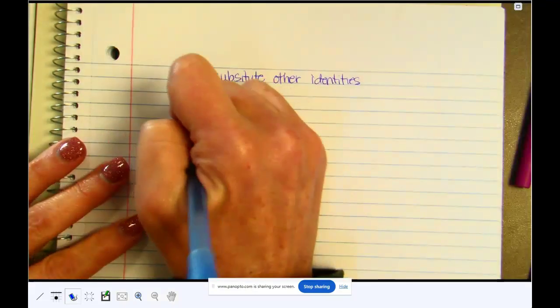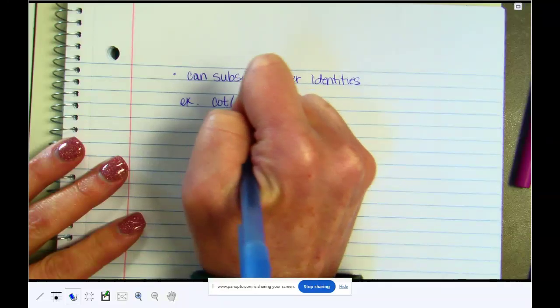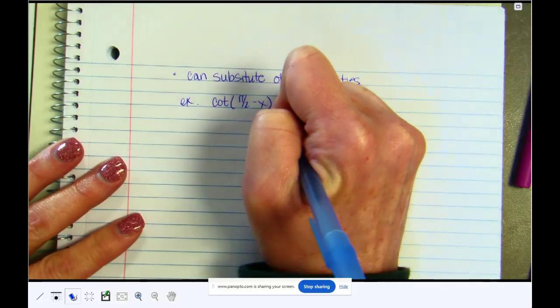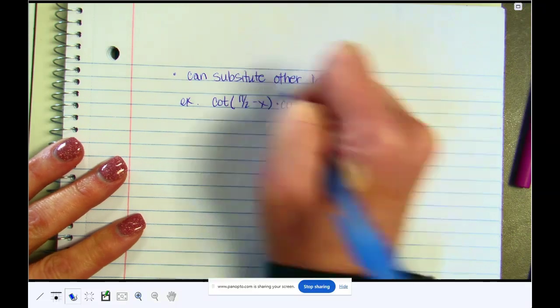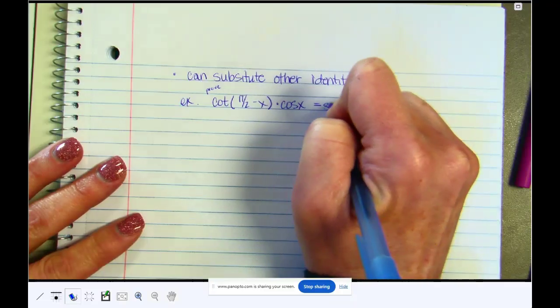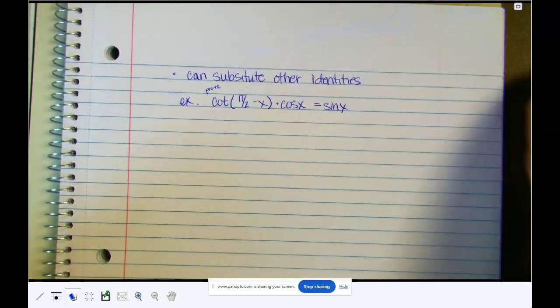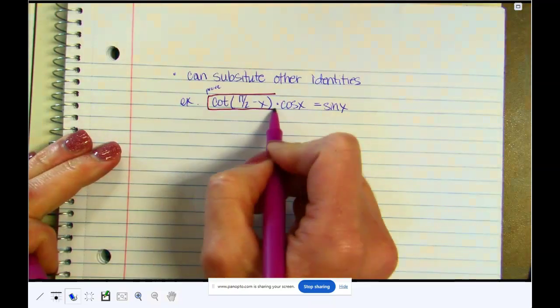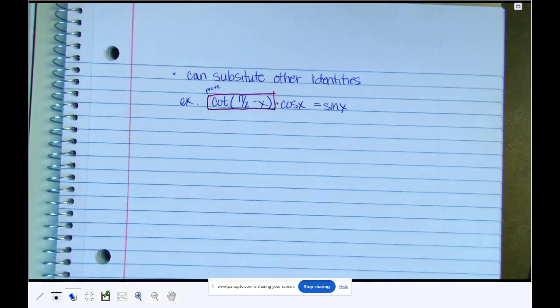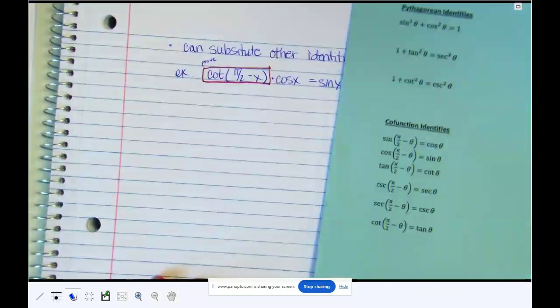So here's an example. Let's say we have the cotangent of pi over 2 minus x times cosine x is equal to, we're proving this, sine x. Okay, this bit right here is something that we've not done in proofs before, but where have you seen that? We did it yesterday. We literally wrote those down, and I told you we would use them. This is how you would use them.